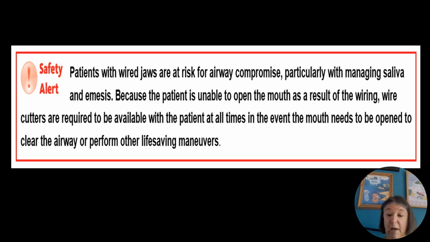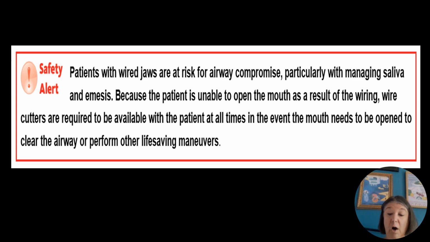Sometimes after these traumatic facial traumas, they will wire the jaw shut. I've also dealt with this person before. It's super interesting. So we are always worried about airway compromise with these people though. Can they manage their saliva, and what happens if they puke? Can they manage all those secretions? And if they puke, what do we do? The patient cannot open their mouth because of the wiring. So one of the things is you have wire cutters taped to the wall. You don't put them in a basket. You don't put them on the nightstand.